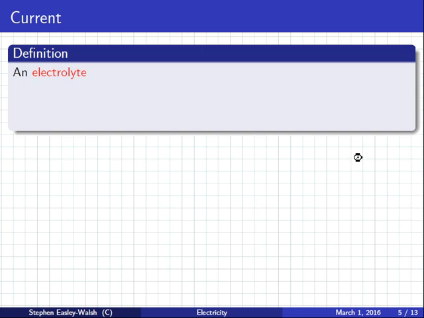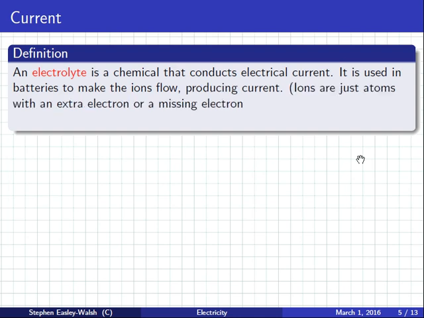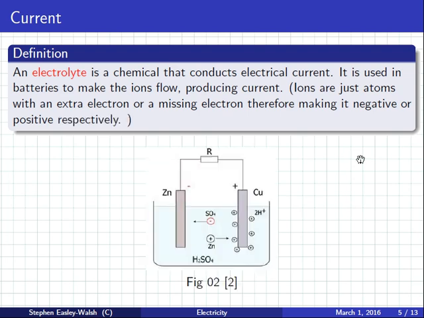An electrolyte is a chemical that conducts electricity. It can carry a current. It's actually what's used in batteries to make the ions flow, producing a current. And if you didn't know what ions are, which I hope you do, ions are just atoms with an extra electron or a missing electron, therefore making them negative or positive. But you know that. Yeah? So you just need the first sentence here, as long as you know what ions are.